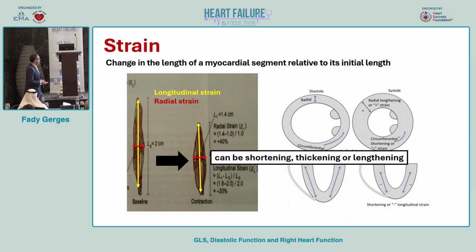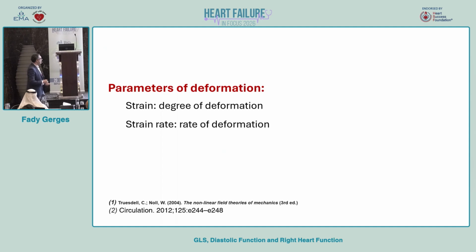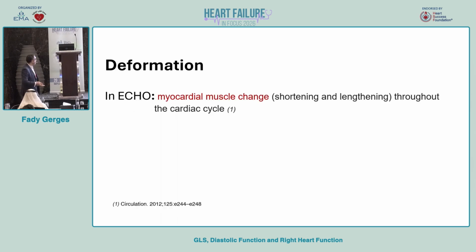So look at this. It can be shortening because this is the baseline, and on contractility or systole, this is the shortening and the thickening. On the other hand, if diastole is occurring, the opposite occurs. There will be lengthening and thinning of the myocardial segment. And this is actually the basic concept of the deformation. So we have the strain rate and the strain deformation itself. We'll talk about this also during the stations.